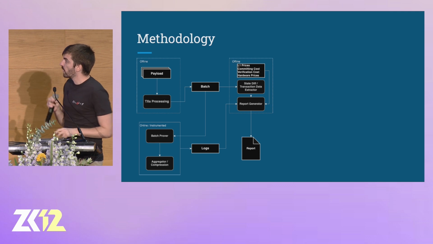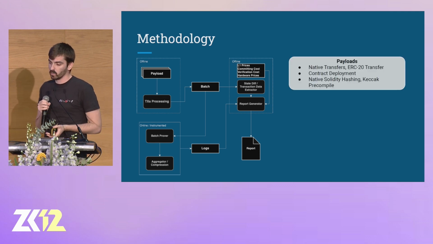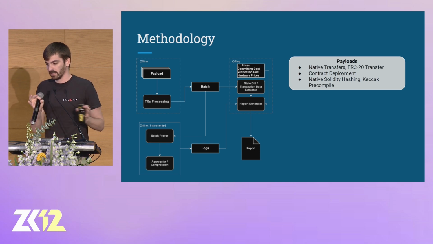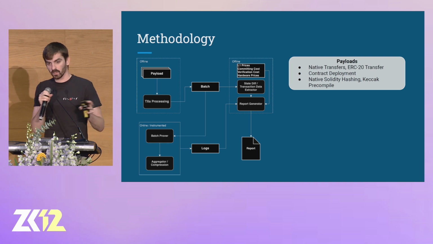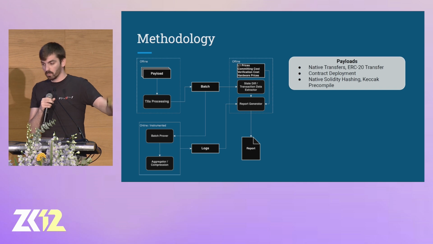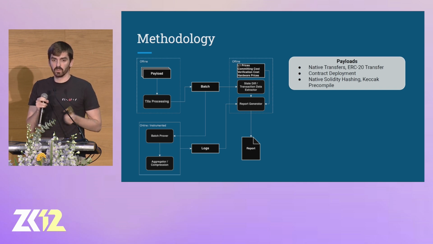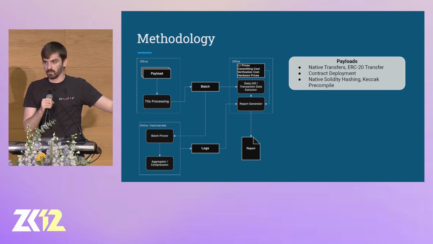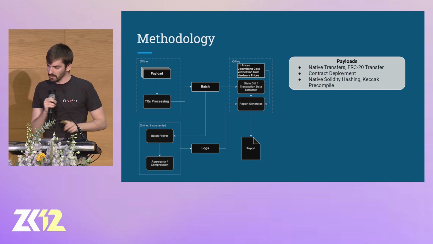So here is our methodology. We start with some payloads, and we opt for some very naive and simple payloads because we wanted to have full control. We wanted to be able to run our methodology for both rollups. Ideally, you would like to get some historical blocks from Ethereum and run them through both, but that's a bit more complicated. It's something we want to do in the future.